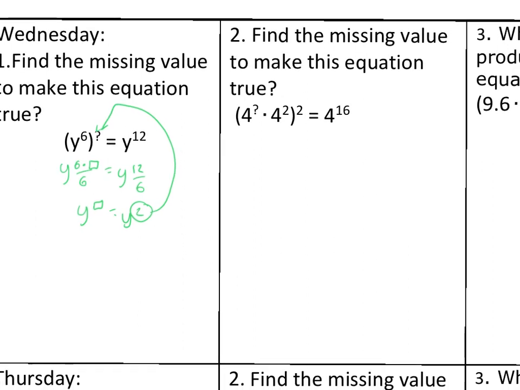Number 2, find the missing value to make this equation true. We got 4 to the something times 4 to the 2, close parentheses, to the 2nd power equals 4 to the 16th power. So think about yesterday and Monday. What is the first step towards working this problem up? So what would you do? How would you set it up?